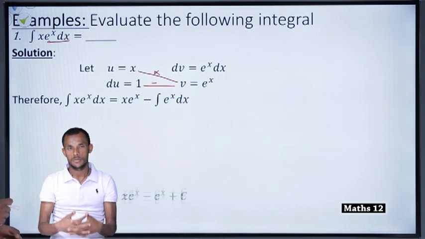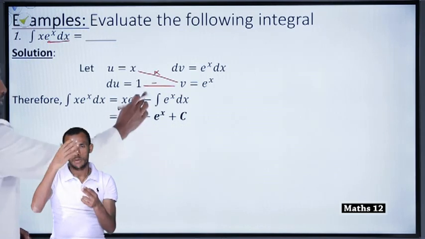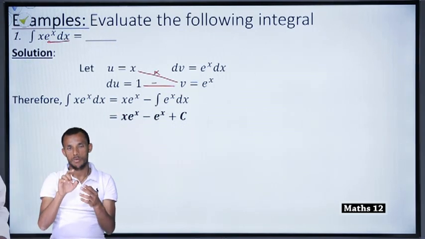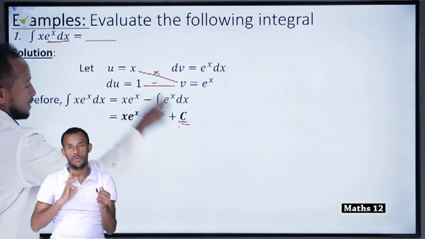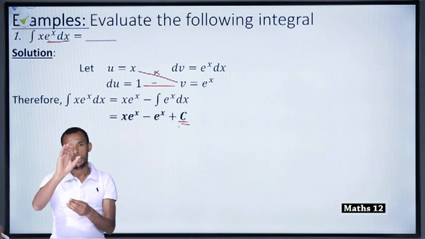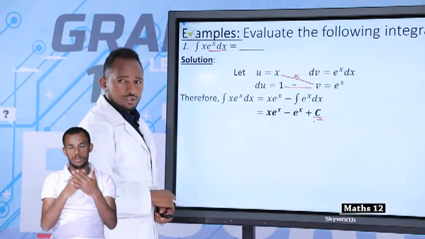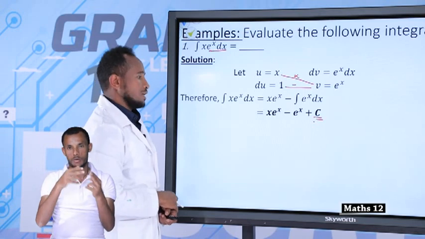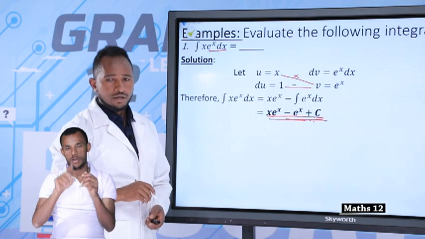Therefore, this value is x times e raised to x itself minus, as you remember, the integration of e raised to x itself. And finally, we add c, the integration constant. Therefore, the integration of this expression x times e raised to x dx will be this one. This is the final answer.